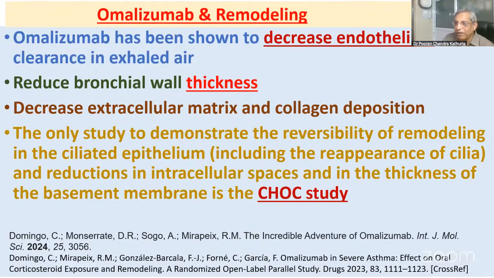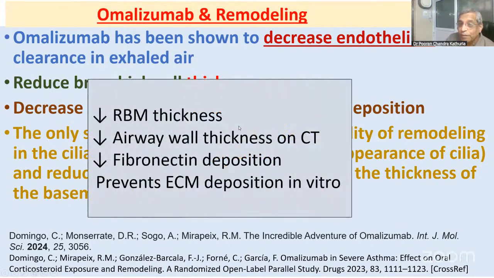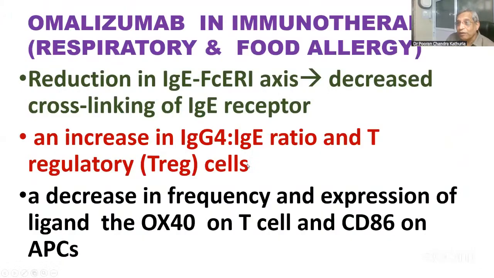This is the second function. Now look at the third function, a very recent one. Only one study, the CHALK study, demonstrates the reversibility of remodeling. We were looking for a remodeling treatment, and this study has now shown a reduction in the intercellular spaces, decreased RBM thickness, decreased airway wall thickness and opacity, and decreased fibronectin deposition. So we need more studies to confirm this.